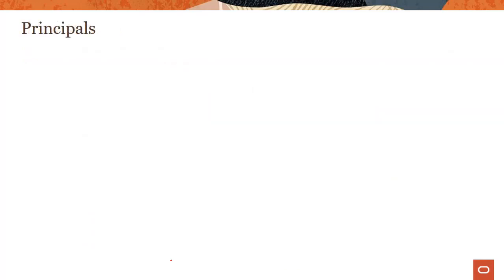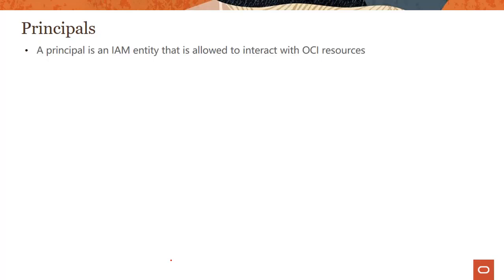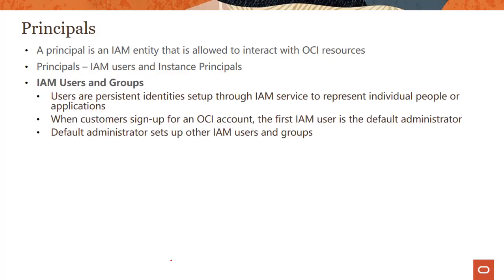So let's look into each of these in a little bit more detail. A principal is an IAM entity that is allowed to interact with OCI resources, and like we said, everything you do in OCI is a resource. So whether it's compute instances, block volumes, or virtual cloud networks, each of them are represented as resources. Now there are two kinds of principal. One is the IAM users, which are your users who access the cloud environments, and the other is instances, and we call them instance principals to distinguish them from just normal compute instances or database instances.